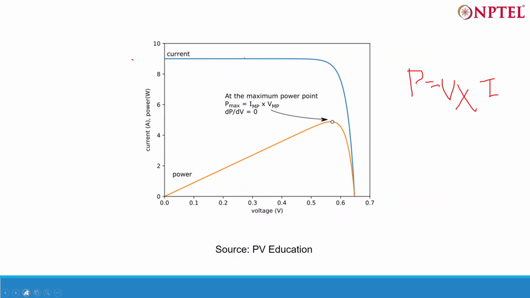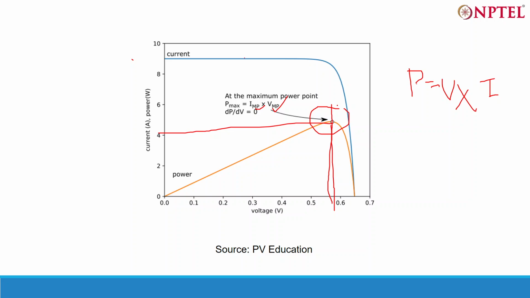Okay, so if you see the power curve, the maximum power is occurring at this point, the maximum power point. Whatever the current at this point and whatever the voltage at this point, multiplied, is I_MP, the current at the maximum power point, and V_MP, the voltage at the maximum power point. So that's how we obtain this maximum power point.